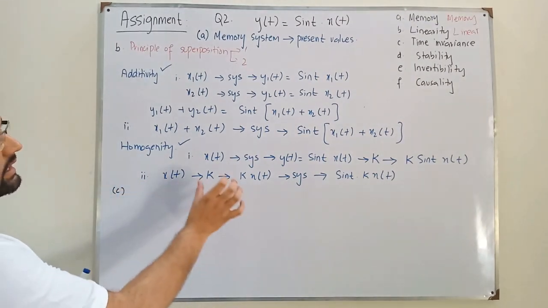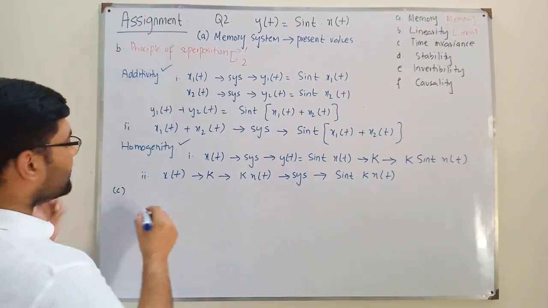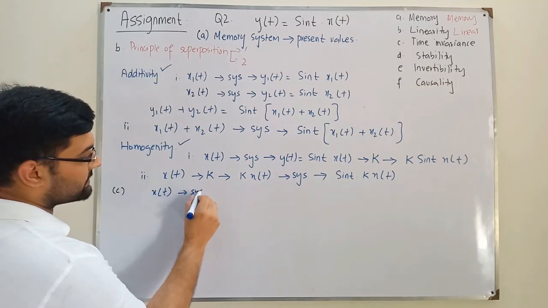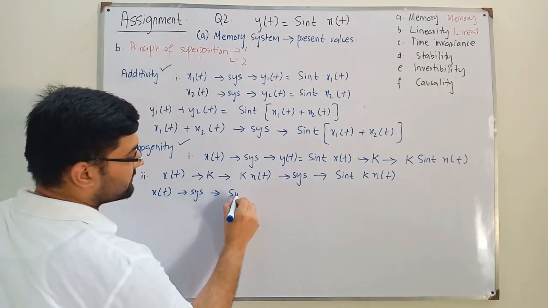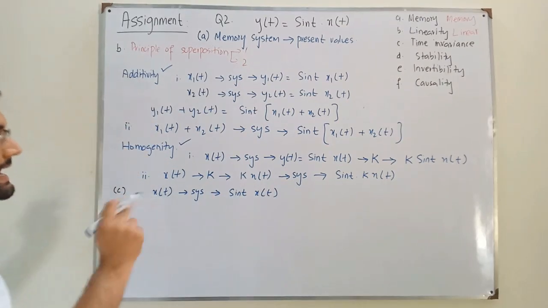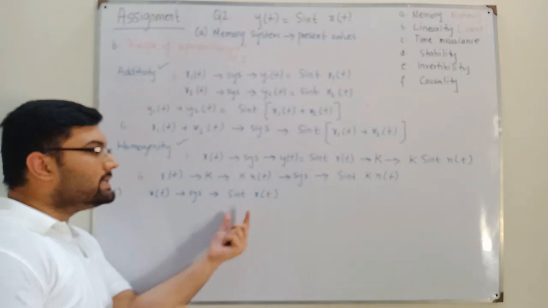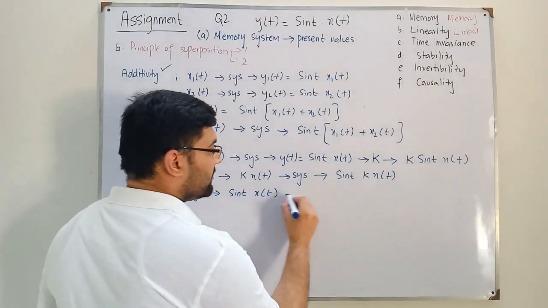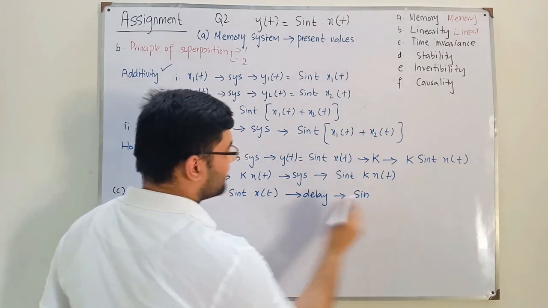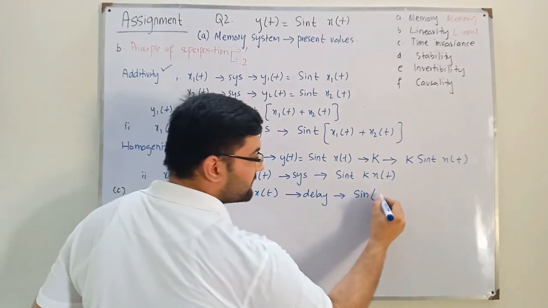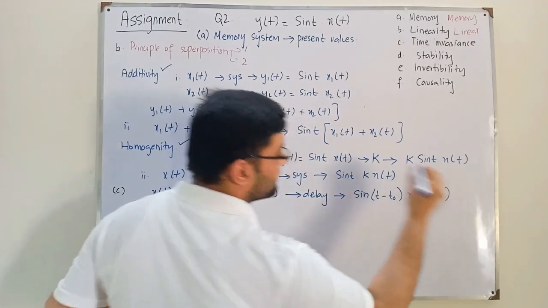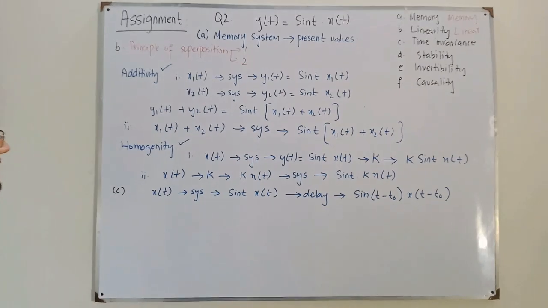Part C. Okay, so let's say we had x of t, the input, passed through the system. The output is sine of t multiplied by x of t. Now you delay the output. Delaying the output means we have t minus t naught. So you have a delay. You have t over here, so you will have t minus t naught, and you have x of t minus t naught. This is what? You have delayed the output.